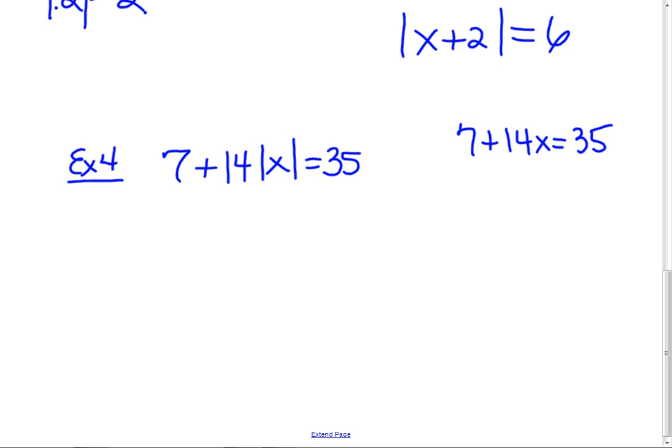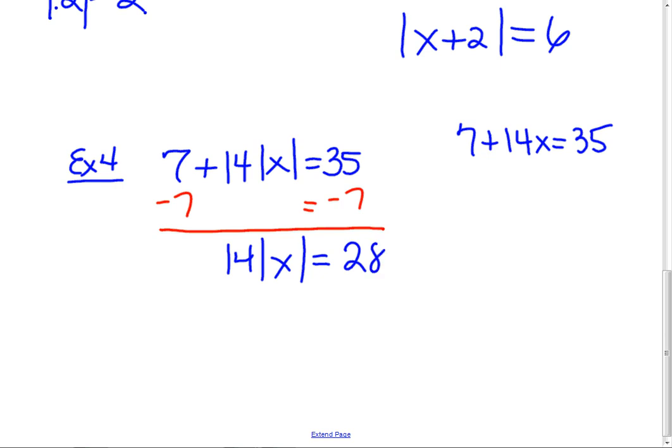Okay, Suzanne, how would you solve this? You subtract 7. So let's do that over here. Okay, so I get 14 times the absolute value of x. What's 35 take away 7? 28. Then it looks like this: 14|x| equals 28. What do we do next? Divide, not subtract. I suspected you subtracted. Divide by 14.